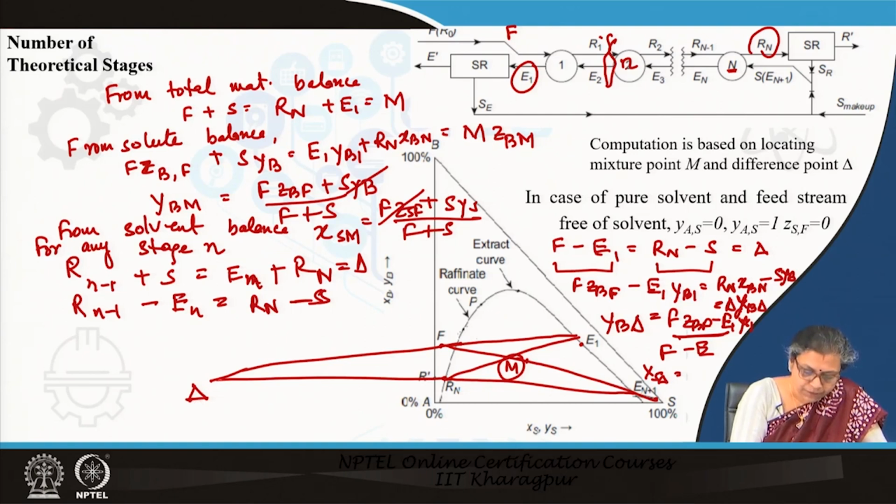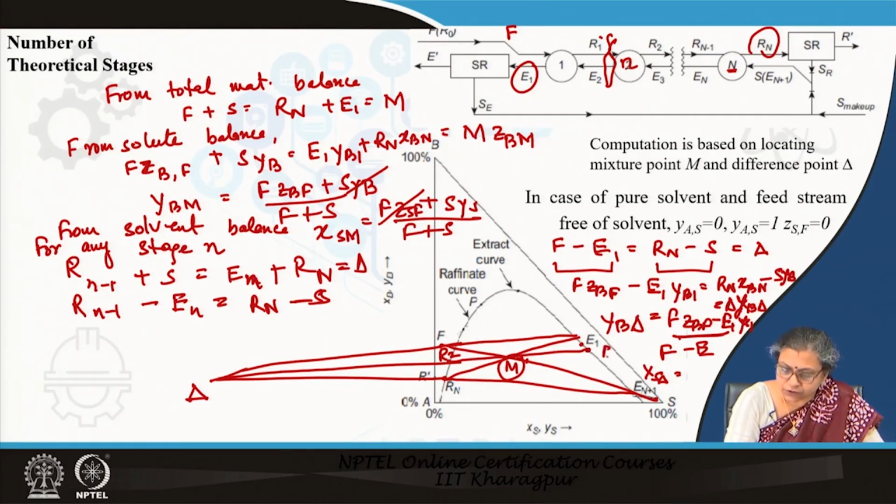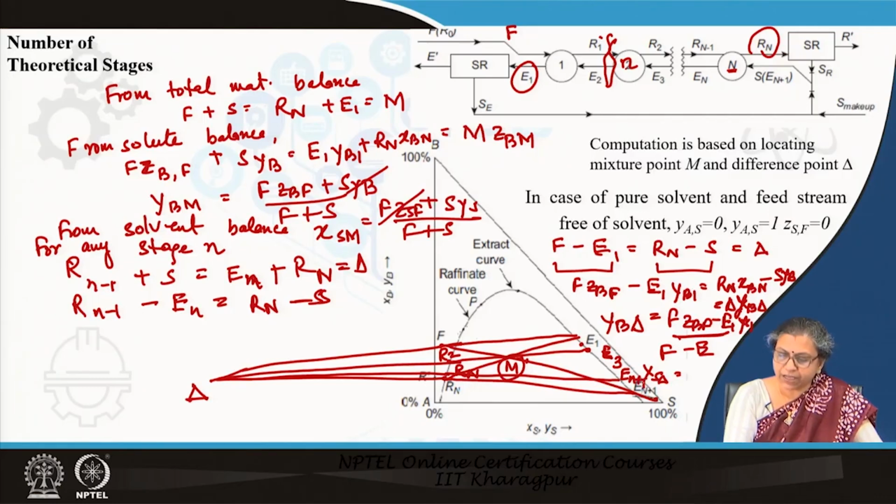So, therefore, it means that from delta, if I take a point which is connecting R2, say the raffinate which is going out of R2, and if I extend it, then this point should be E3. In the same way, if I extend it and I come to some particular point Rn, then this should give me En plus 1, where n is any particular number of stages.